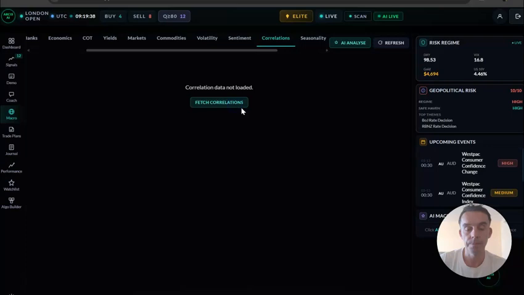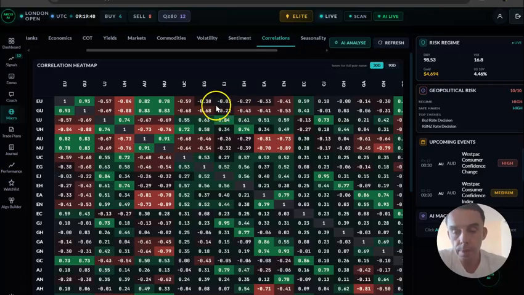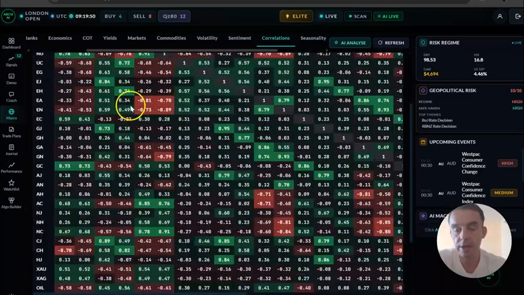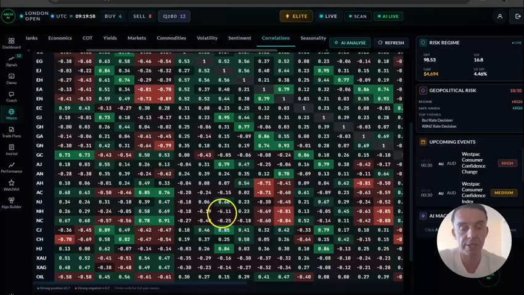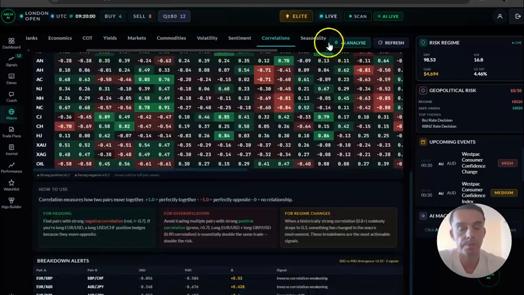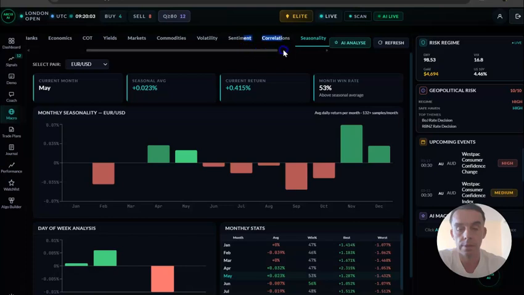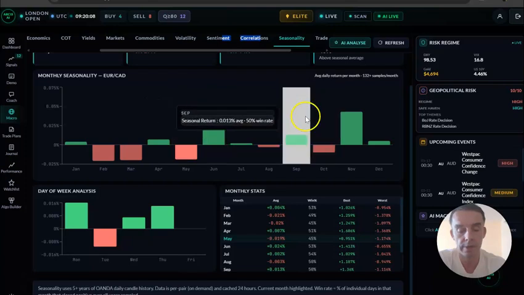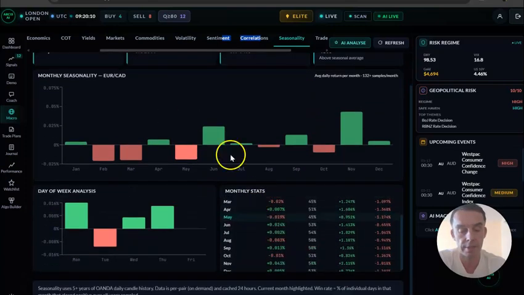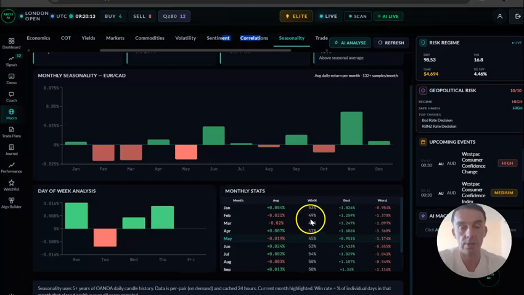Correlations. So this is the correlation heat map. And it's literally just telling you what to do here for hedging, for diversification, and for regime changes. So seasonality, you can pick your pair there that you want to look at. EuroCAD, loads of data for the EuroCAD, monthly stats. There's the gains over each month.